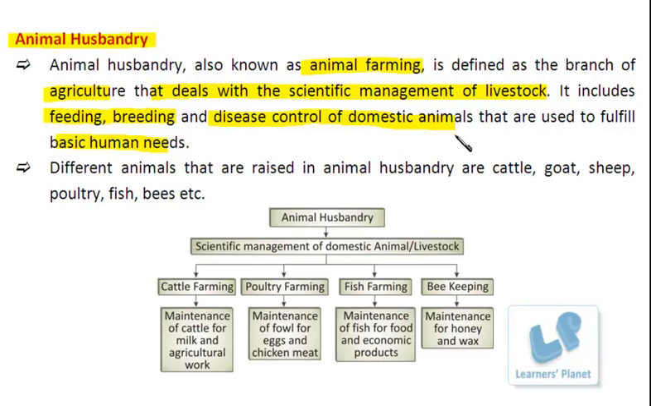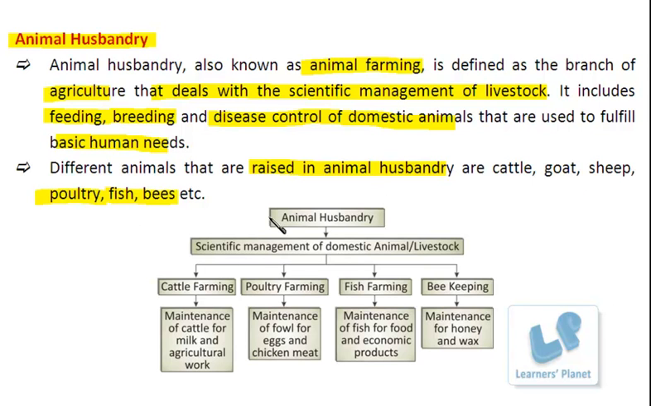Now, for this purpose, which type of animals must be raised? You must be having this idea, isn't it? So generally, the different animals that are raised in animal husbandry are cattle, goat, sheep, poultry, fish, honeybees, and so on. Different types of animals are reared in animal husbandry.